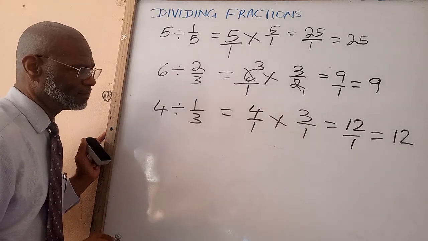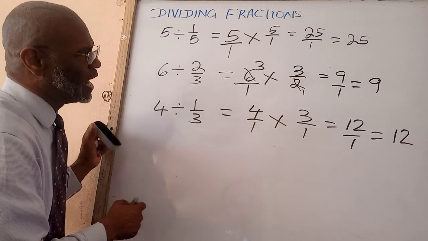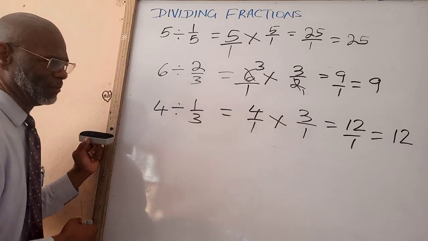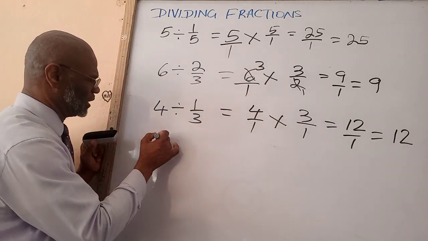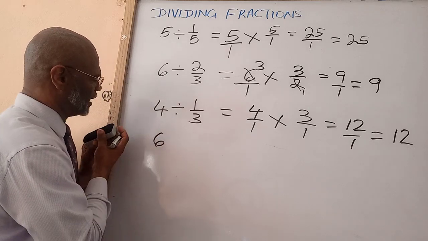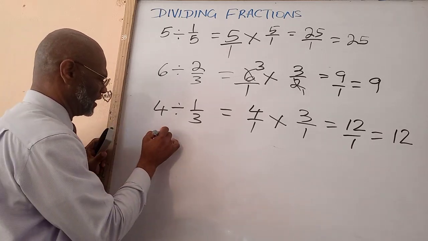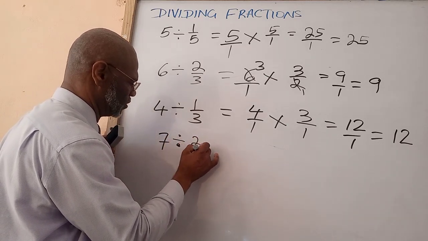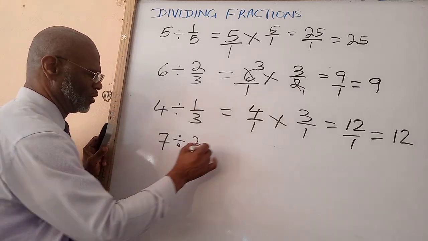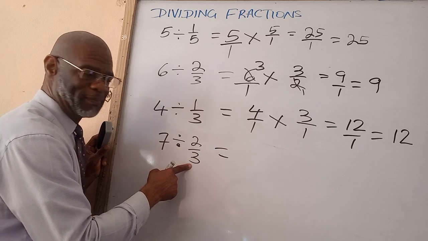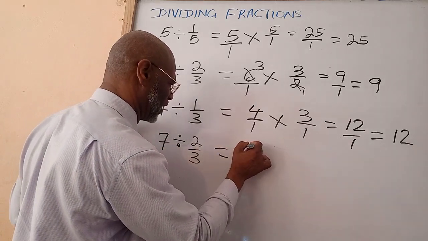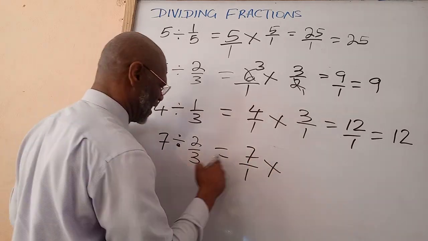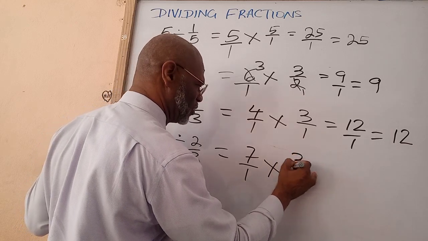Let's now look at, I think this is now clear. So let's do one more, then we can go to dividing a fraction by a fraction. Let's take 7 divided by 2/3. Again, we keep, change and flip. So we keep the first number, that's 7, let's put that over 1, times, we change the division to multiplication, and we flip the fraction here. So that gives us 3/2.